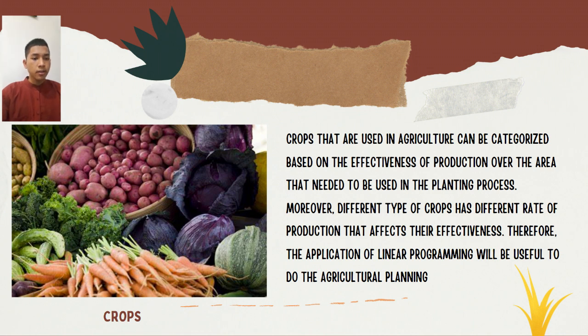As we can see here, there are a lot of different crops after harvesting in the picture. Each of the different types of crop in the picture has a different rate of production that affects its effectiveness. Therefore, the application of linear programming will be very useful and also needed in agricultural planning.